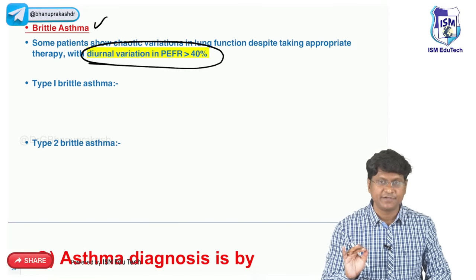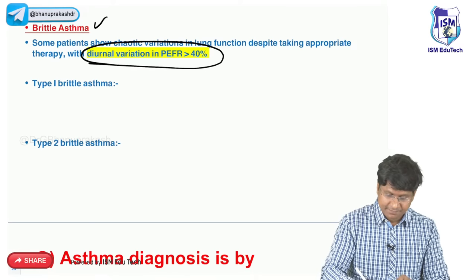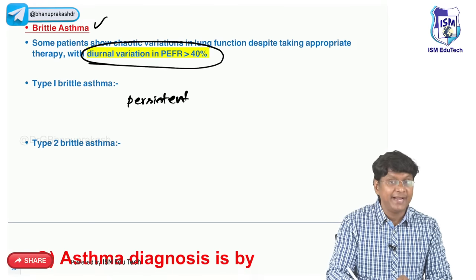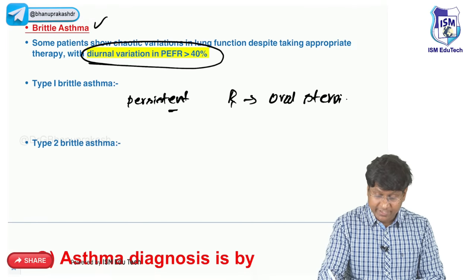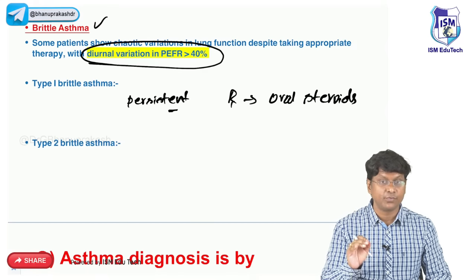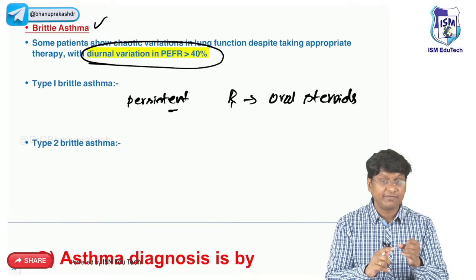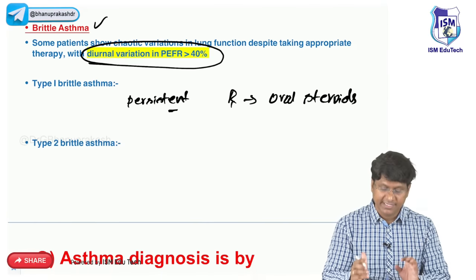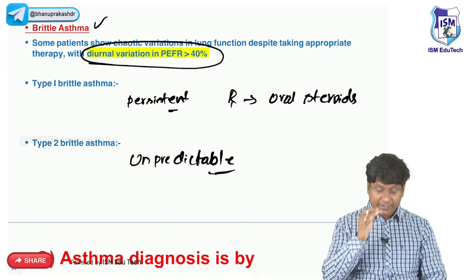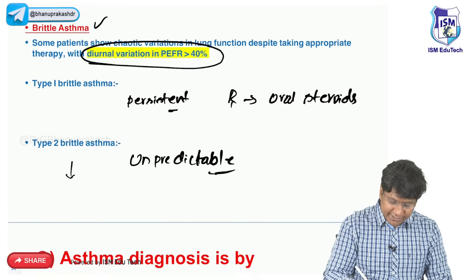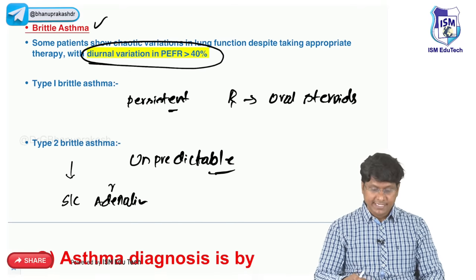Brittle asthma has two types, type 1 and type 2. Type 1 brittle asthma shows a persistent pattern of variability, and these patients require oral steroids. Type 2 brittle asthma is where the individual has normal or near normal lung function, but there is a precipitous, unpredictable fall in lung function. And here the drug of choice will be subcutaneous adrenaline.